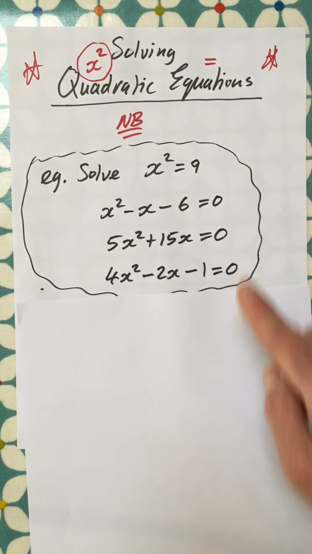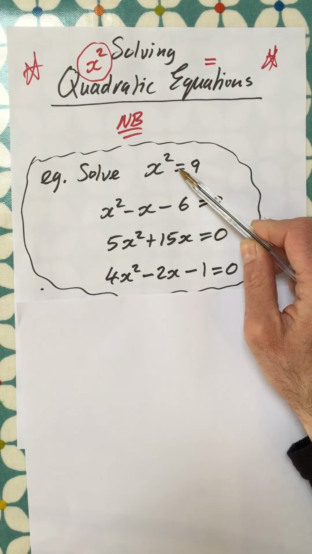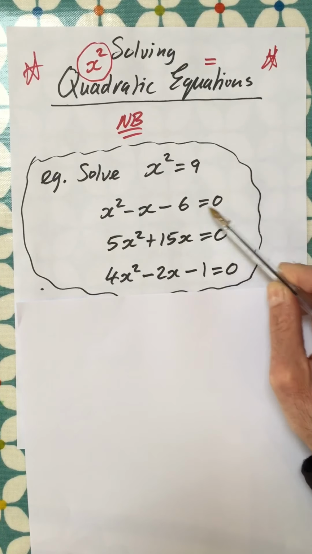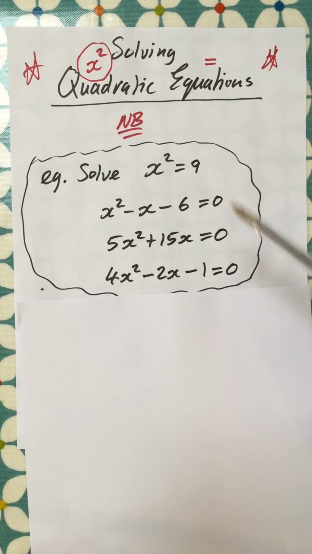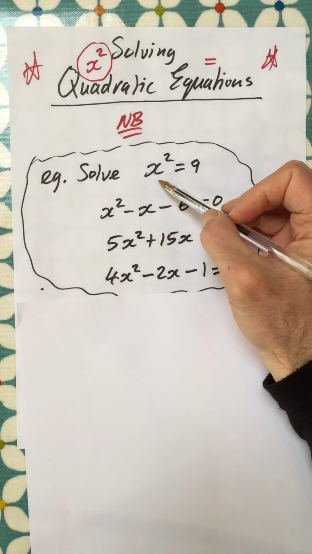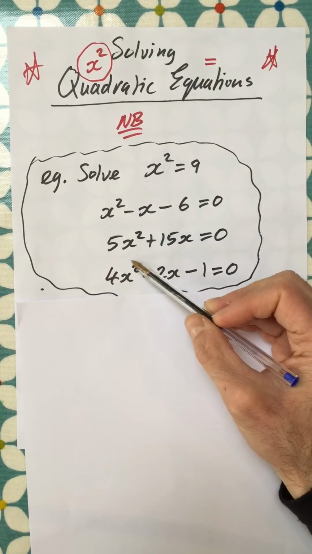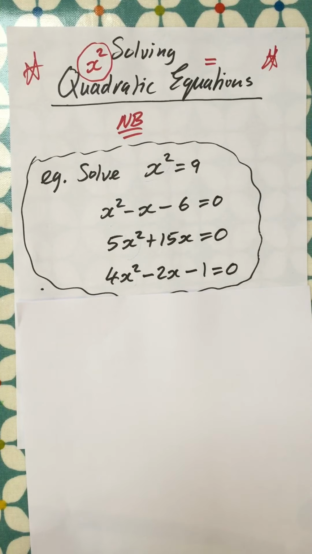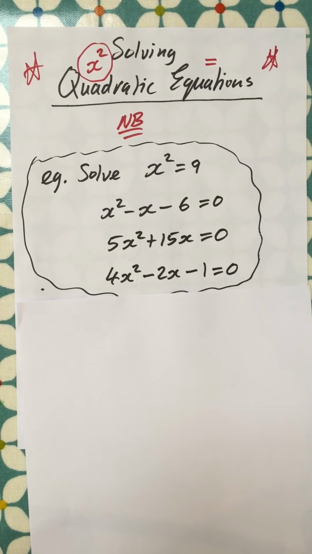What all of these have in common is they've got two things in common. First thing is they are all equations because they're equal to something. Equal to 9, equal to 0, equal to 0, equal to 0. They all have an equal sign in it, so that makes them an equation. The second thing they all have in common is every single one of them has x squared. X squared is 9, x squared here, there's an x squared here, and an x squared here. So the highest power of the x is x squared, and that's what makes it quadratic.